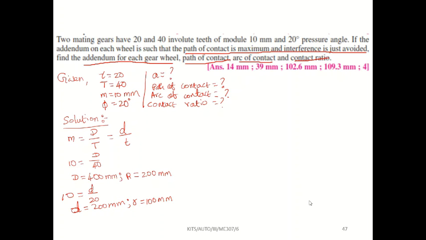Cos 20 value is 0.939... 0.88. Actually, we need that value. Right, let us proceed to the solution.